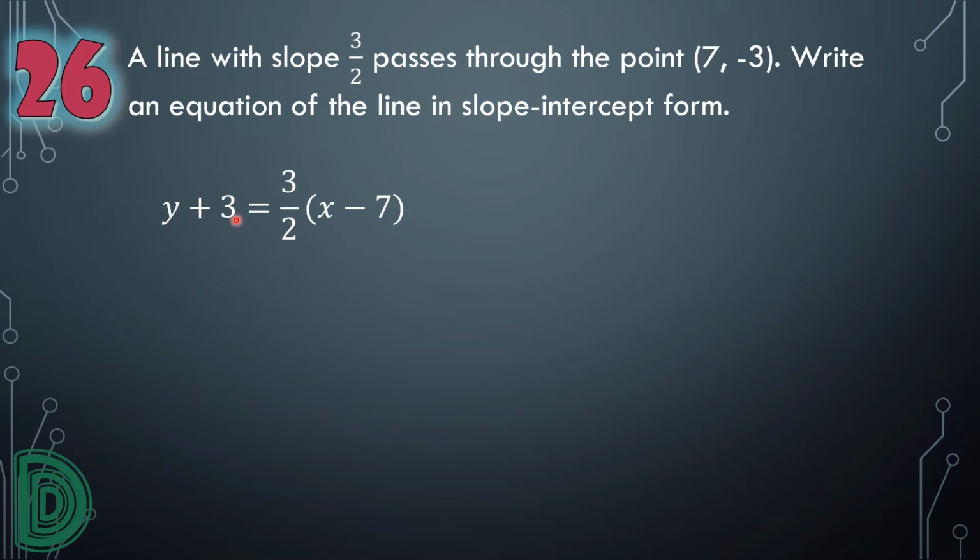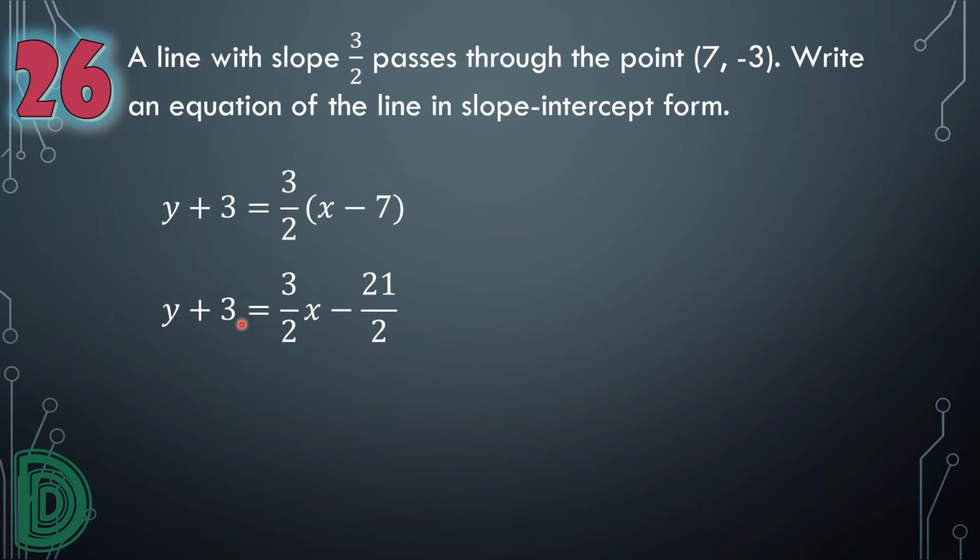Hence, substituting the values, that will be y minus -3. y sub 1 is -3, so we have y plus 3 equals the slope 3 halves times x minus x sub 1. x sub 1 is 7. And we are asked of the slope-intercept form of the equation of the line. So we distribute 3 halves in the right hand side, then we'll have y plus 3 equals 3 halves x minus 3 halves times 7, which is 21 over 2. So that's 3 halves x minus 21 over 2.